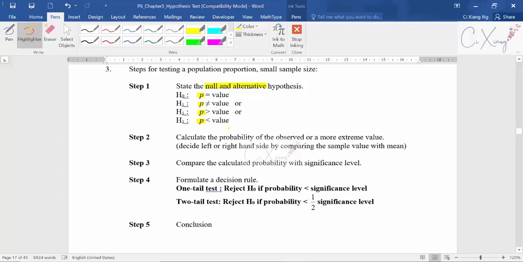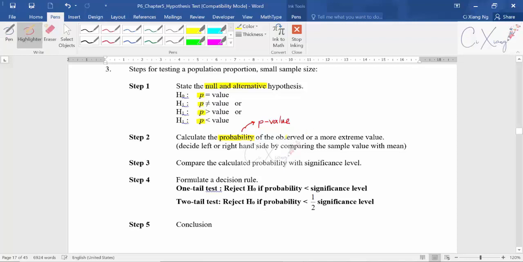The second step is you need to calculate the probability. We also learned this probability before. In short, we call it the p-value. That's why in the previous types of tests, I suggested that you learn both methods, the critical value and the p-value approach. Because for this discrete random variable, you cannot use the critical value approach. You can only use the p-value approach. So the probability that you calculate later will be the p-value.